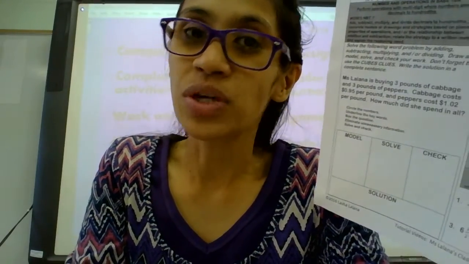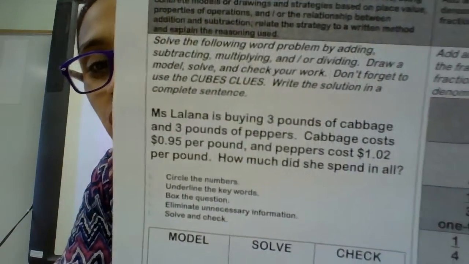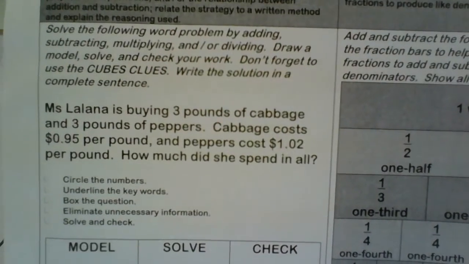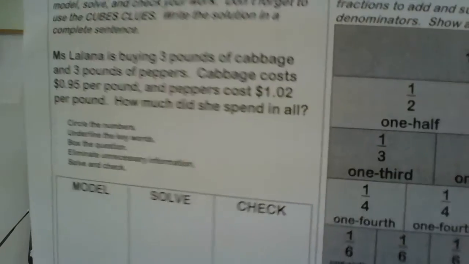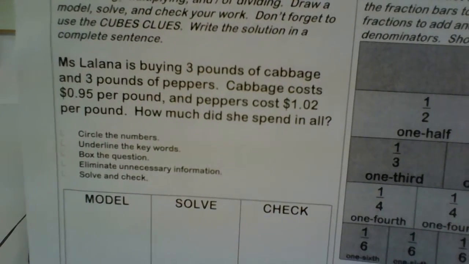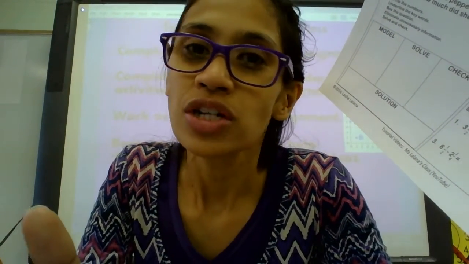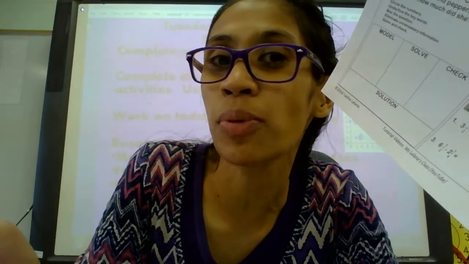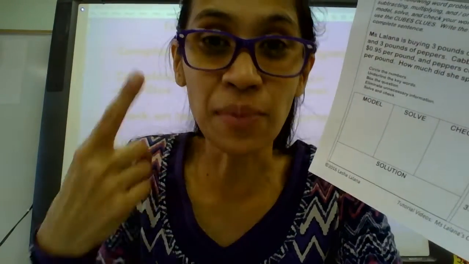Let's begin. We need to read the problem first, so let's read that together. You can either read it off the screen or on your paper. Miss Alana is buying 3 pounds of cabbage and 3 pounds of peppers. Not the spicy peppers. I don't like spicy food, so regular bell peppers, and maybe we're going to get some red cabbage. Yes, that purple cabbage.